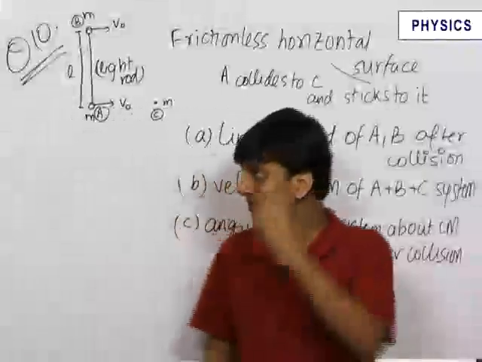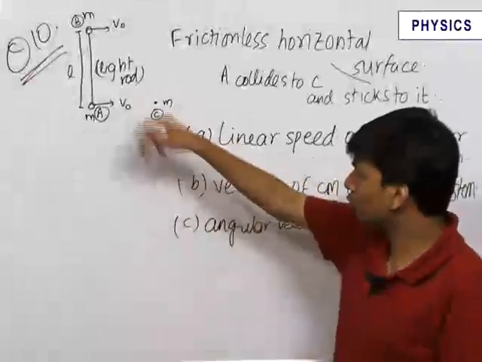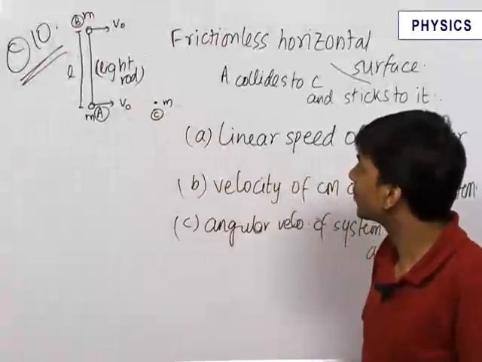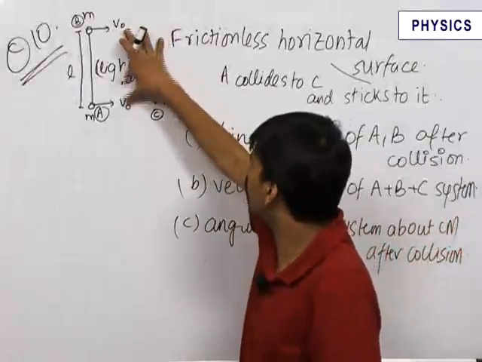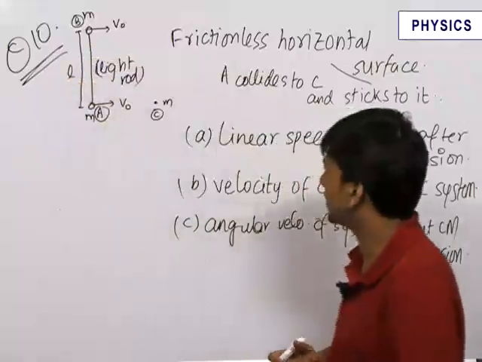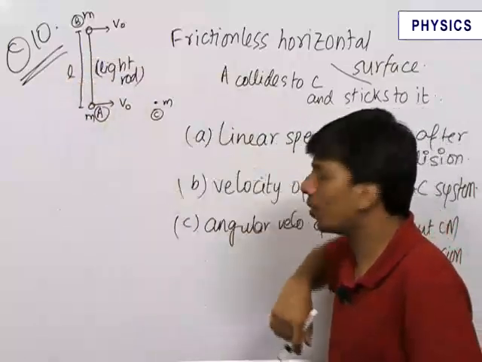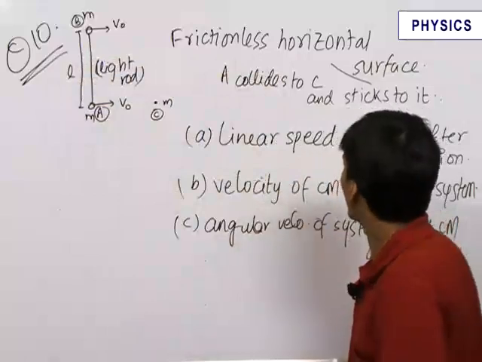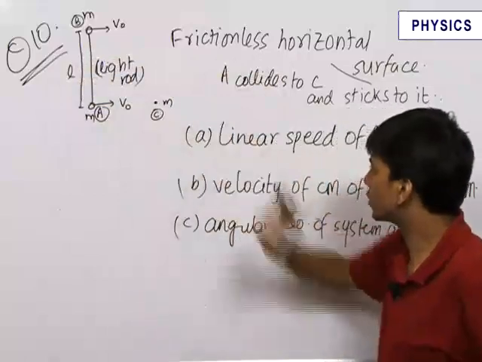So in our 10th question, we have a light rod connecting two masses, each of mass m, and each one moving with a velocity v0. So this whole system is moving on a horizontal frictionless surface, and in the path comes a small mass of mass m, A, which collides with C and sticks to it.